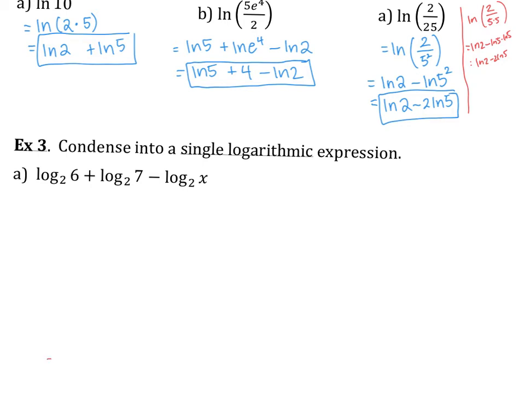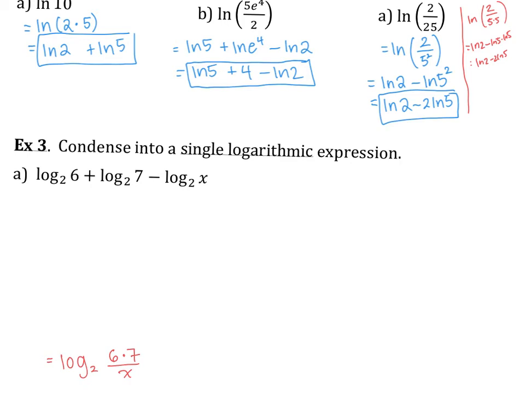Okay, let's see. I'm going to use the log properties, but now I'm going backwards. Okay, I want to put this in a single expression. Okay, so I have log base 2 of 6 plus log base 2 of 7. Since I'm adding the logs, I must have been multiplying the arguments. Okay, I'm subtracting log base 2 of x, so I must have been dividing by x.